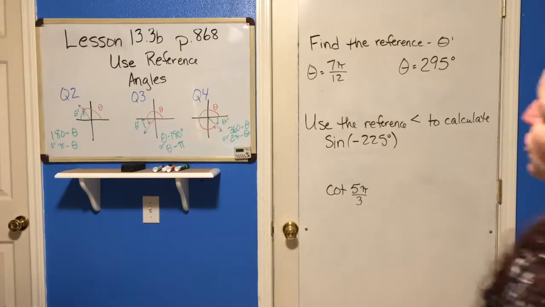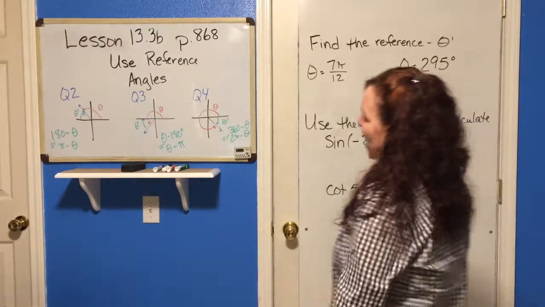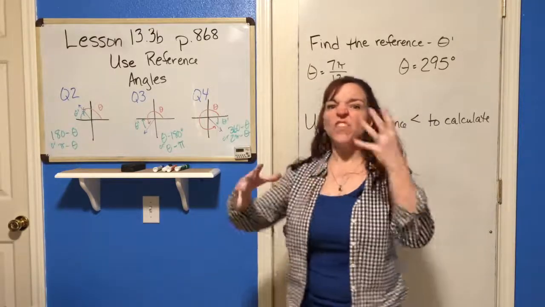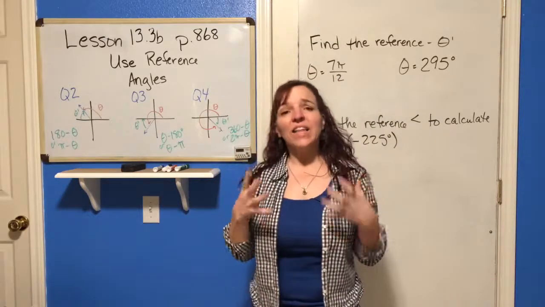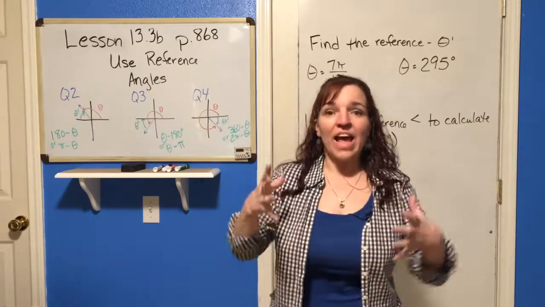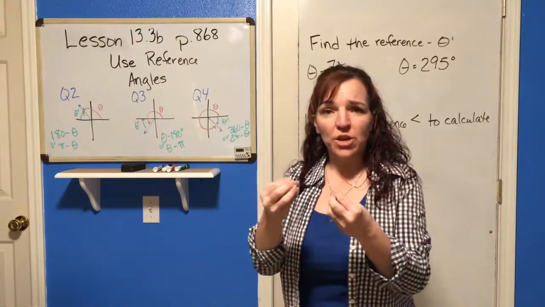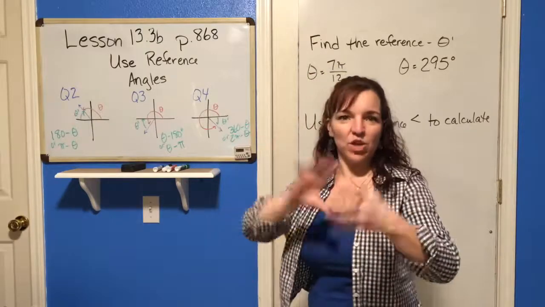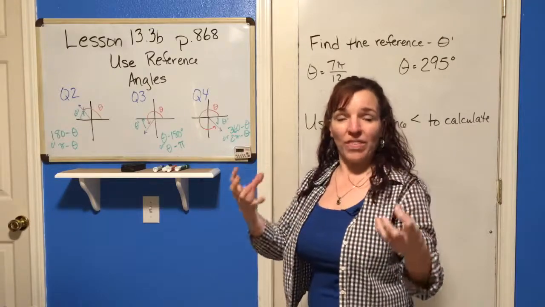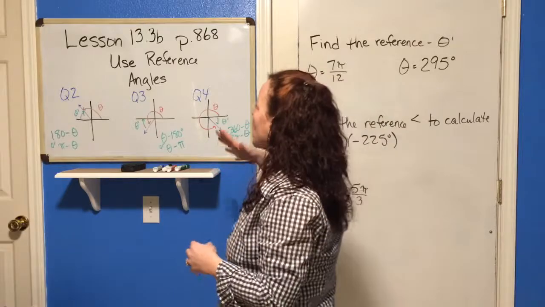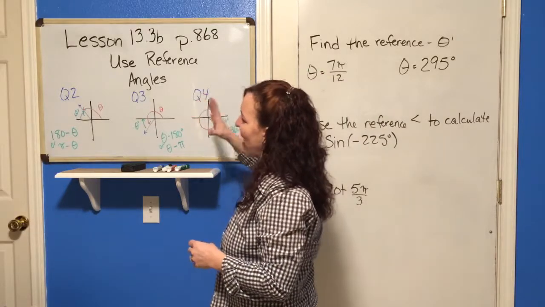Second half of section 13.3, use reference angles. All right. When we're dealing with all of these different angles on this circle, a lot of times it's helpful to use what's called a reference angle and figure the sine, cosine, or tangent of that angle, and then you can easily figure what the actual trig function is using the easy one. All right. The reference angles are found.